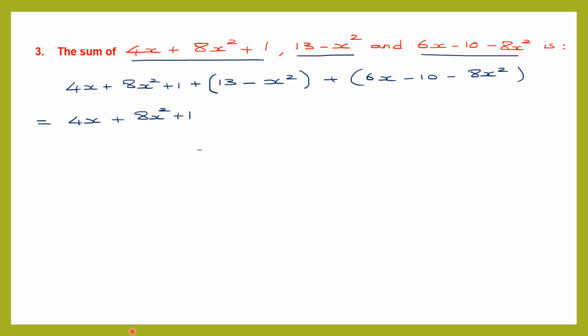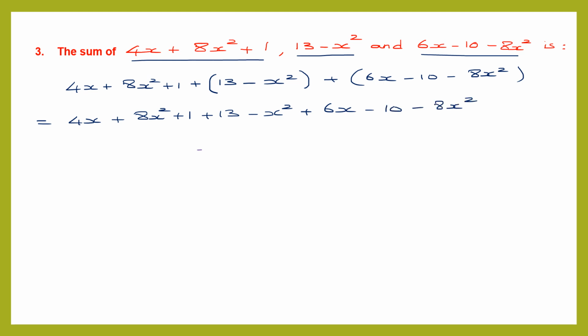Before you remove the bracket, see the sign before it. If it is plus, there is no change in any of these. So that will be plus 13 minus x square. Now again, when we're opening the next bracket, see the sign is plus, so we write all this just like that. So plus 6x minus 10 minus 8x square.